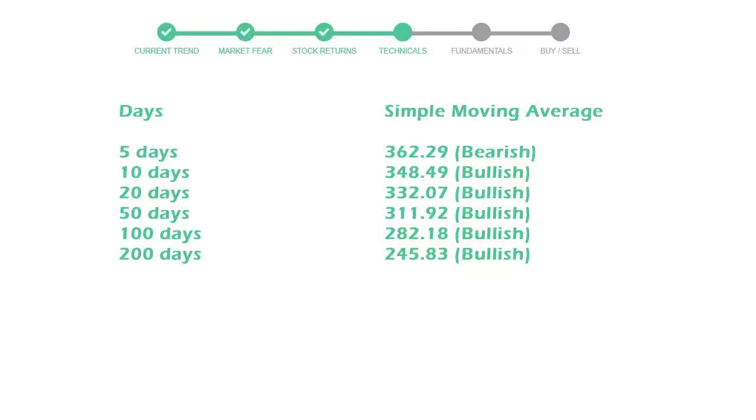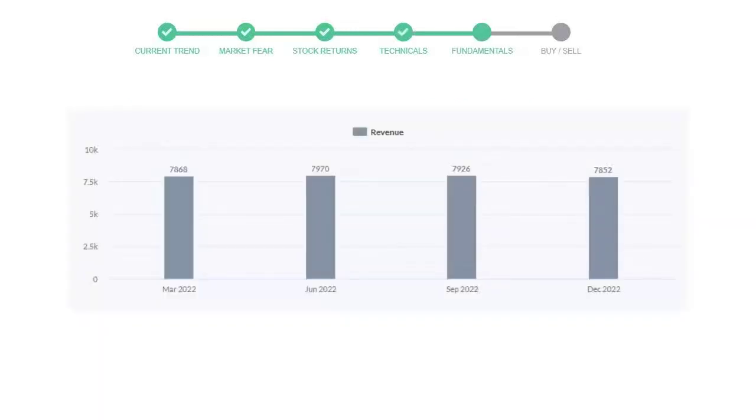20-day average is 332, which is a bullish signal. Let's look at fundamental analysis. We will mainly see the last two quarters of the company. In September 22, the revenue was $79.26 million. In the recent quarter, December 22, it declined to $78.52 million.